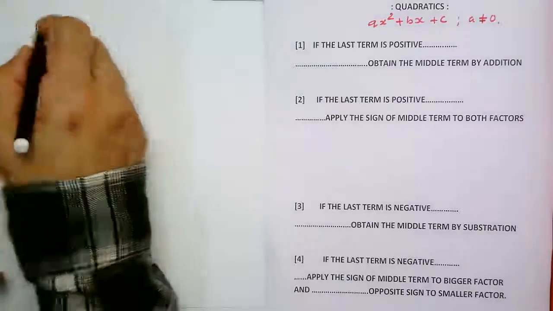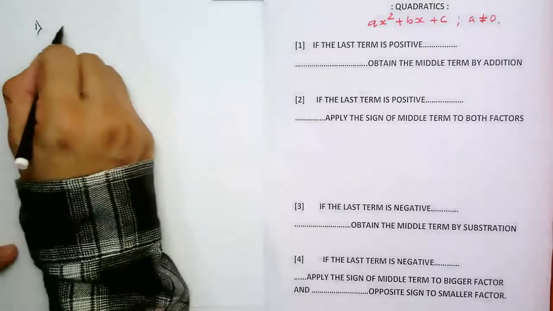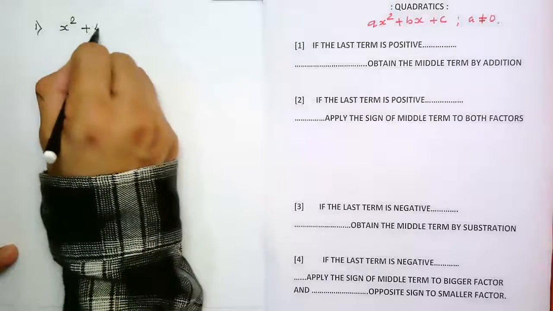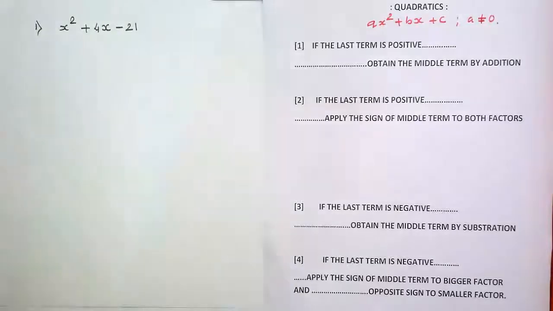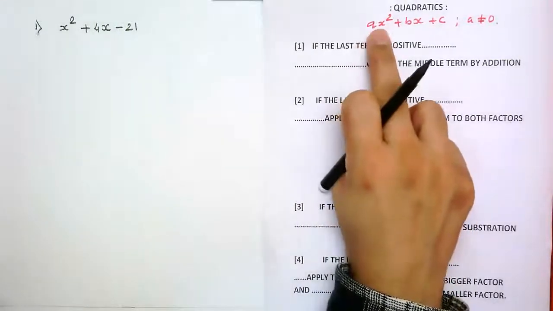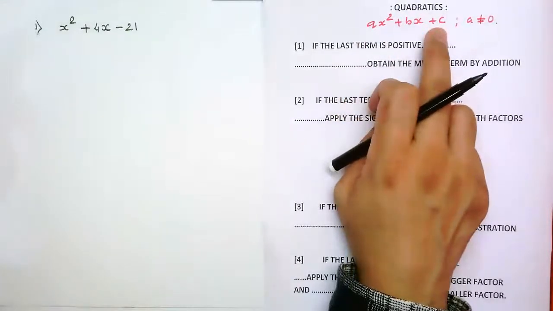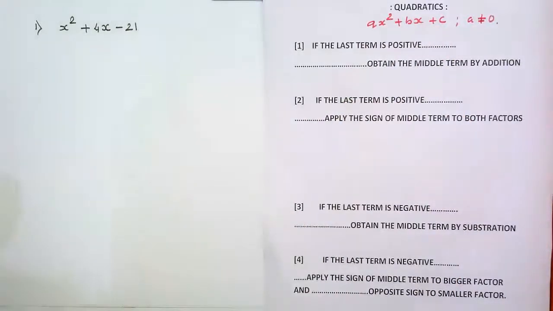Question 1. To factorize, we have the quadratic, that is x squared plus 4x minus 21. Okay, it's a quadratic. It's of this type: square term, x term, constant term. So there are 3 terms: squared, x, and constant. It is called quadratic, right? We want to factorize it.